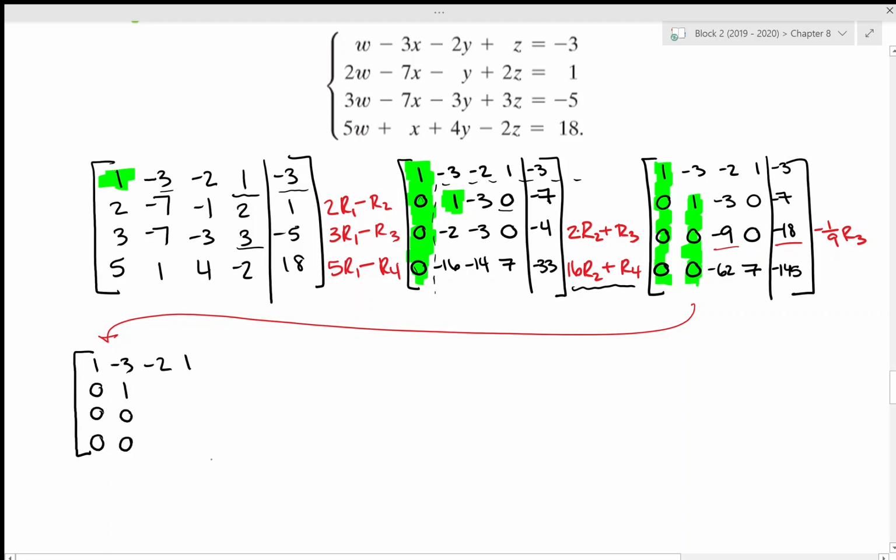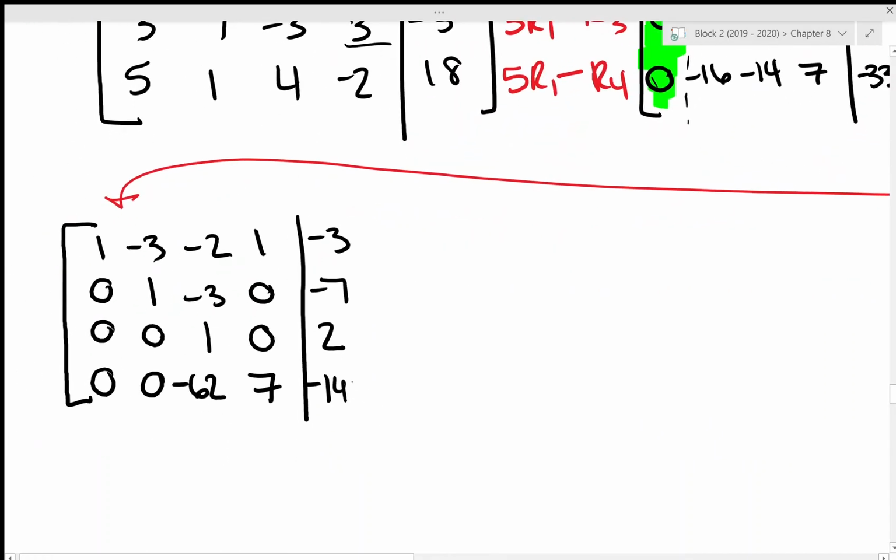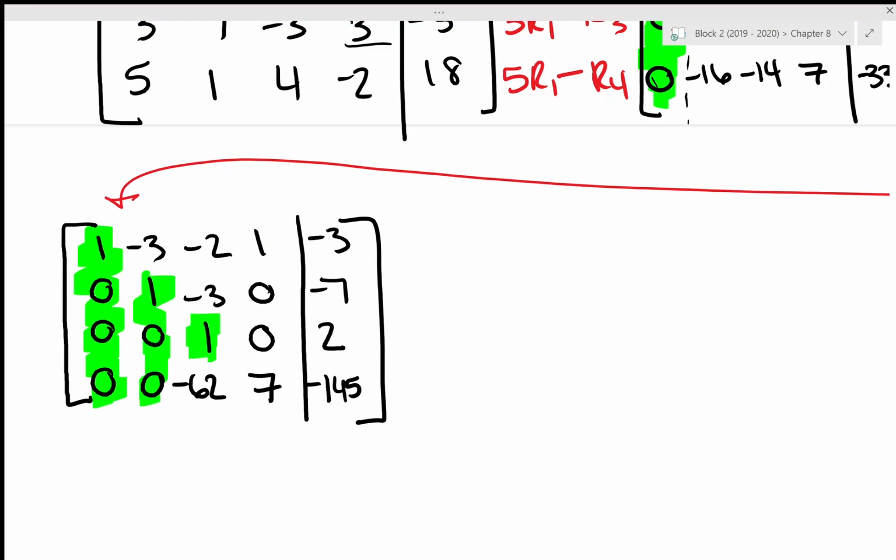Let me fill in just what's not changing. Negative 9 times negative 1/9 is positive 1. Now it's 0, so it's going to stay 0. And negative 1/9 times negative 18 is 2. And then the negative 62, 7, and negative 145. Okay, I'm getting there. Patience is a virtue. All right, I got the 1.